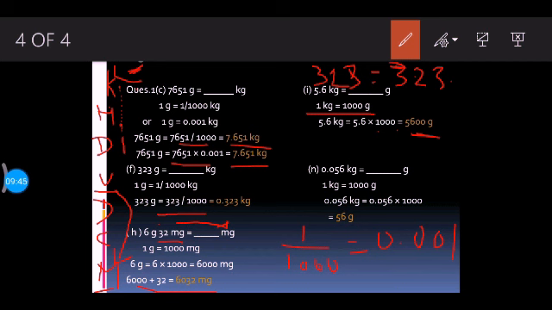5600 grams. Next part, again you have to convert from kg to grams. Again you multiply by 1000 and shift the decimal point to the right side, and your answer will be 56 grams. I hope this chapter is clear to you.